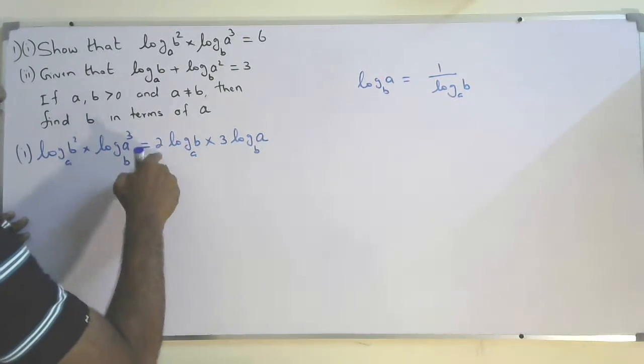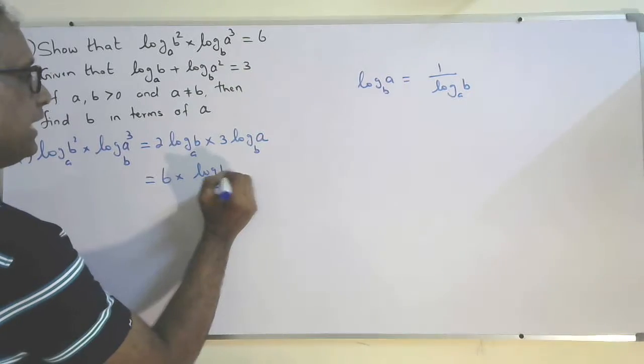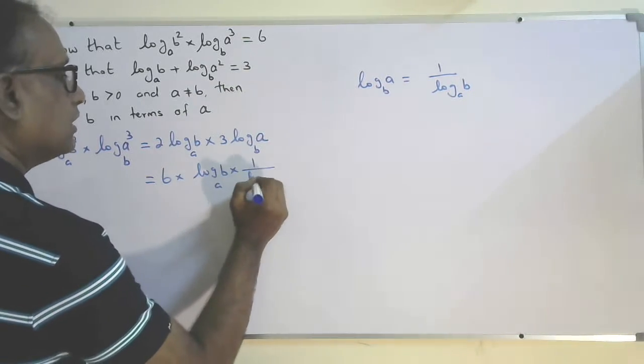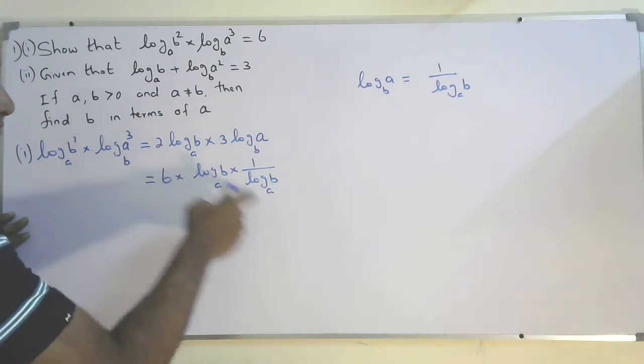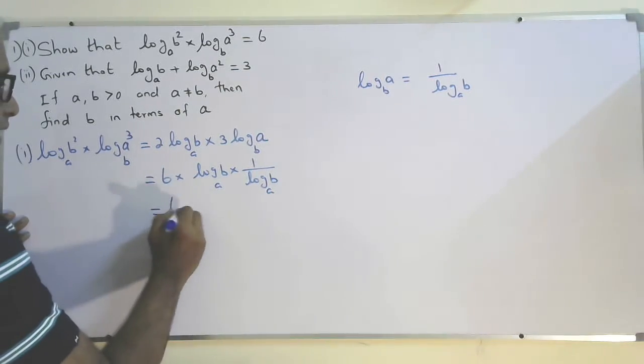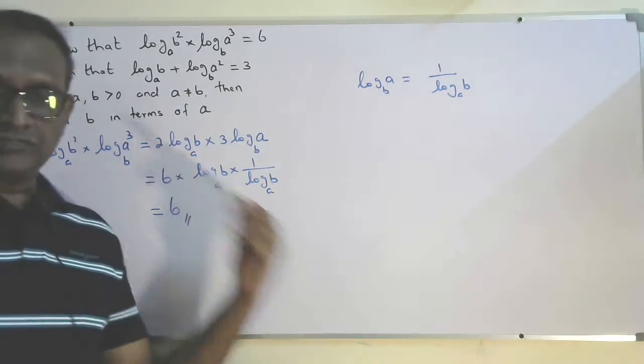If I use that, 2 into 3 is 6 times log a of b times 1 over log a of b. Log a of b and log a of b will get cancelled, so that will be 6. That's the first part of this question.